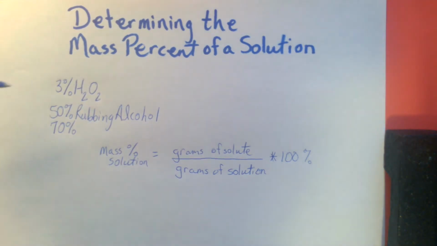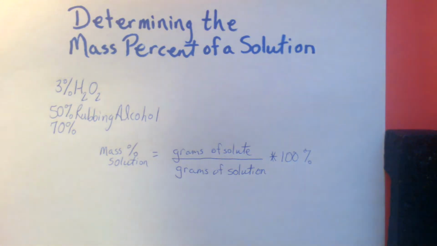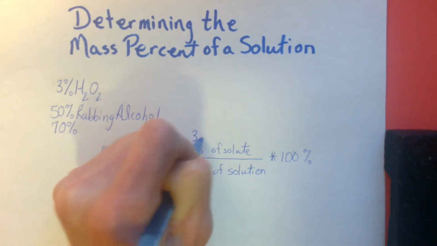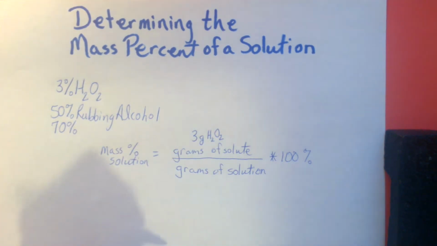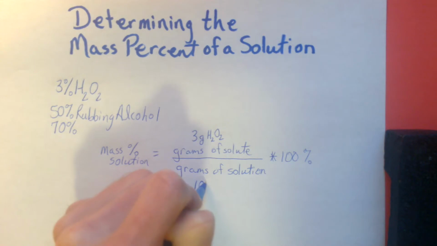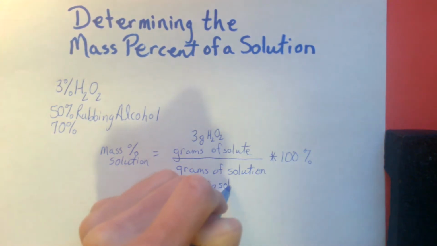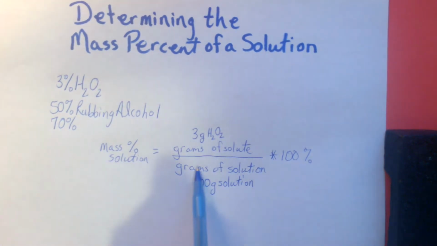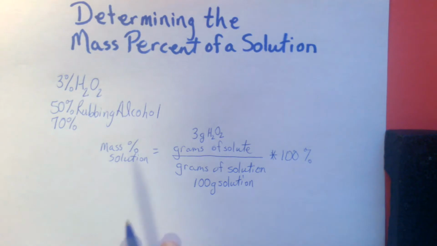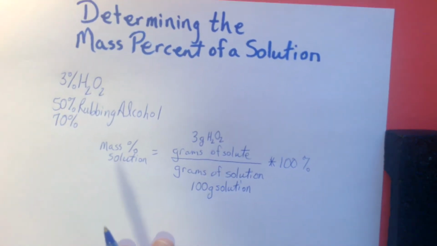So, for example, in this hydrogen peroxide solution, when we see it labeled at 3%, that's just telling us that, for example, there's 3 grams of hydrogen peroxide dissolved in a total of 100 grams of that solution. So this is the total mass of the solution, and this is just the individual grams of solute that's dissolving.